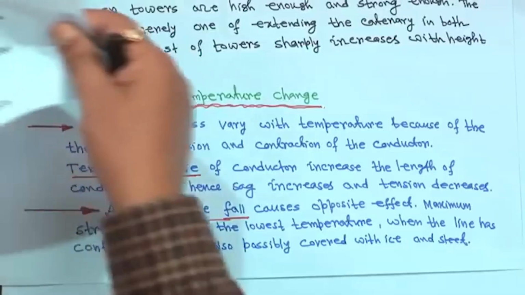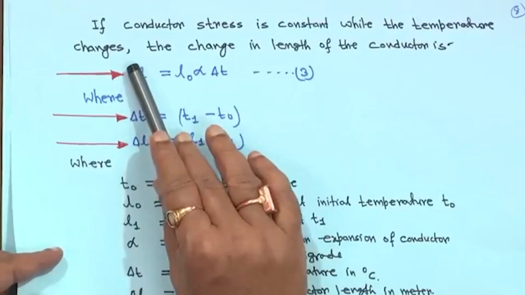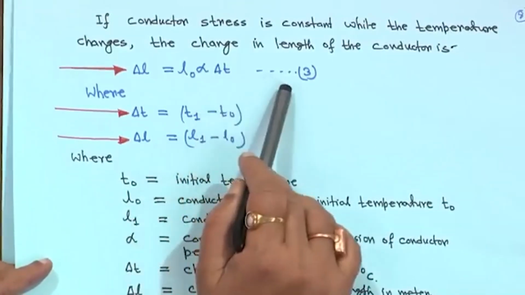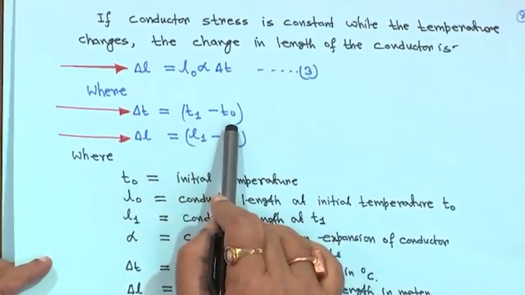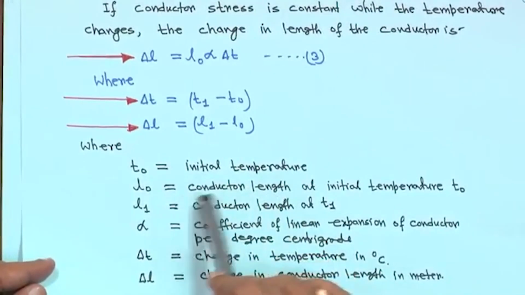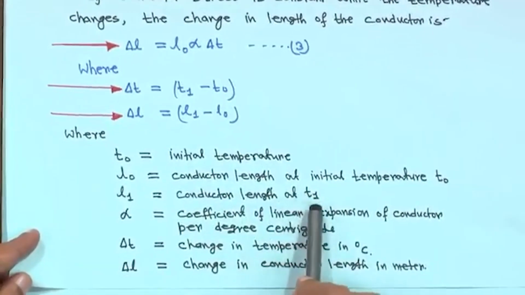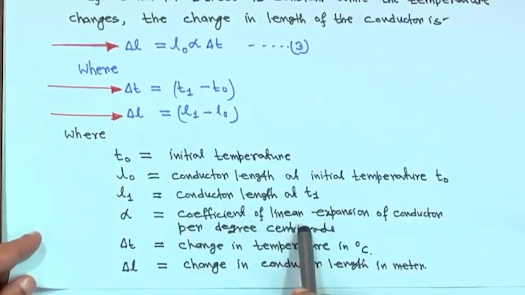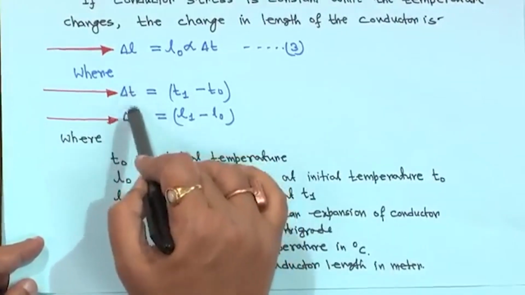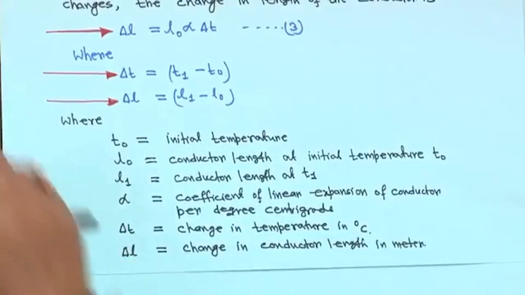So, if conductor tension is constant while the temperature changes, the change in the length of the conductor can be given as delta L is equal to L 0 into alpha into delta T. This is equation 3, where delta T is equal to T 1 minus T 0 and delta L is equal to L 1 minus L 0, where T 0 is initial temperature, L 0 is conductor length at initial temperature T 0, L 1 is conductor length at temperature T 1, and alpha is coefficient of linear expansion of conductor per degree centigrade, delta T is change in temperature in degree centigrade, and delta L is change in conductor length in meter, right.